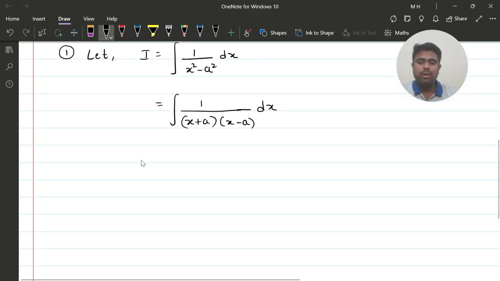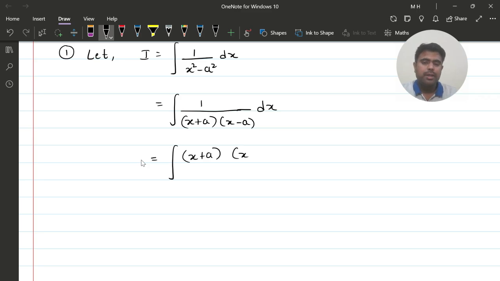Now I want x plus a and x minus a in the numerator, so I will just write down x plus a and x minus a, whole divided by the denominator as it is, x plus a into x minus a dx. Now, if I write plus or minus in between, I can split the integral, right?